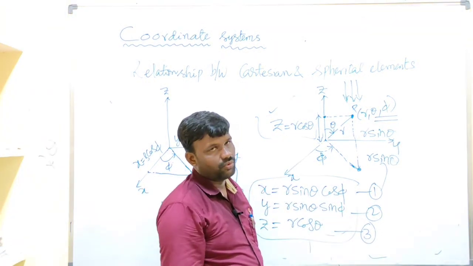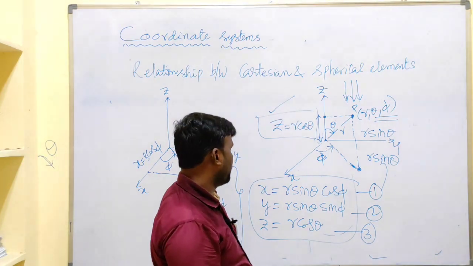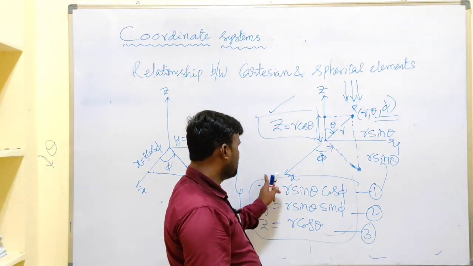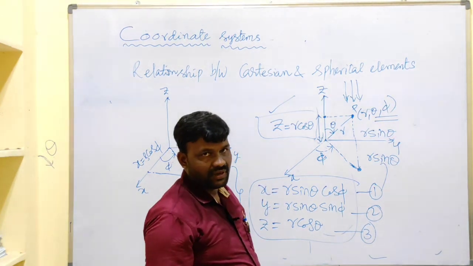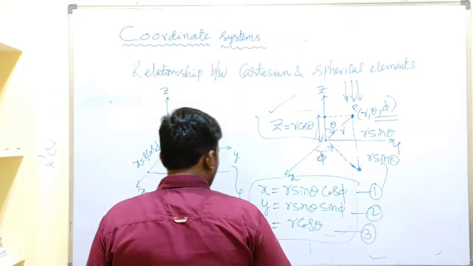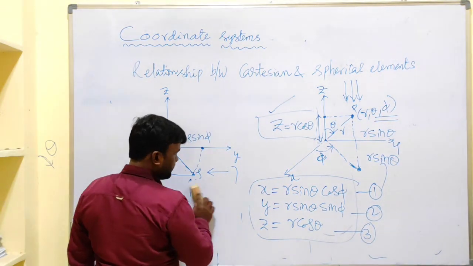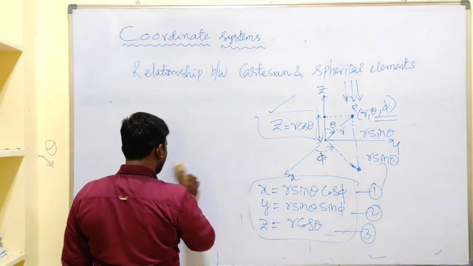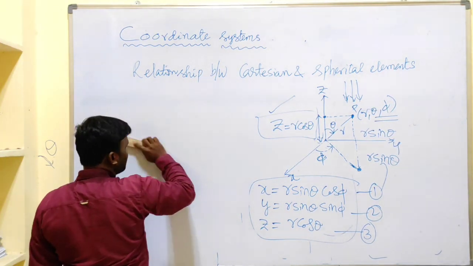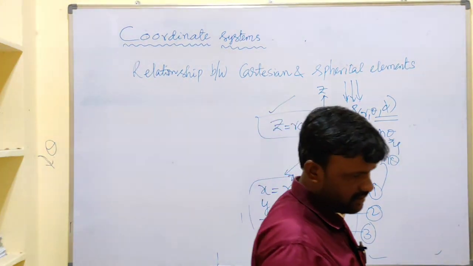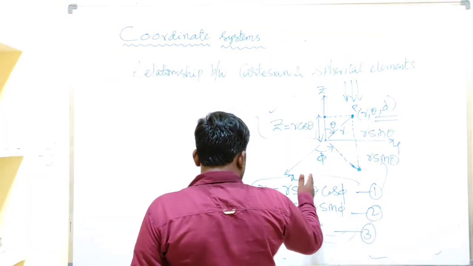Now, is it possible to find r, theta, phi if I know x, y, z? For that purpose we need to convert these equations so that r is in terms of x, y, z, theta is in terms of x, y, z, and phi is in terms of x, y, z.